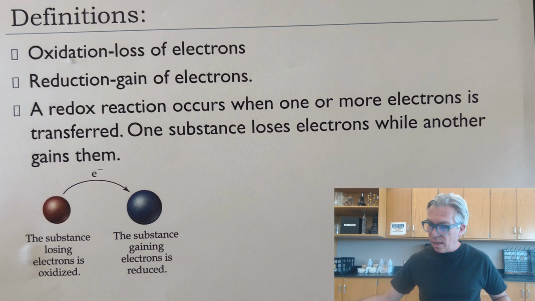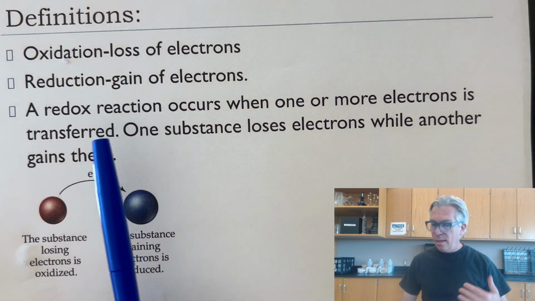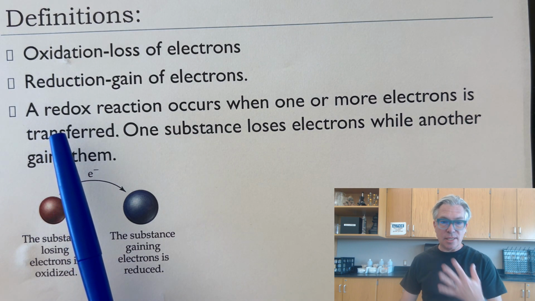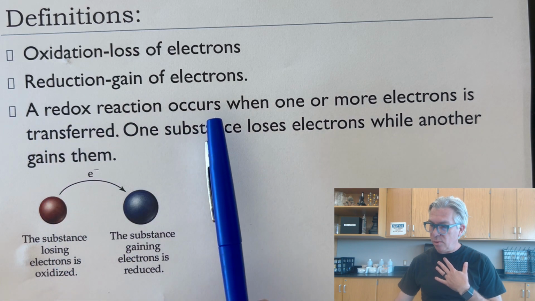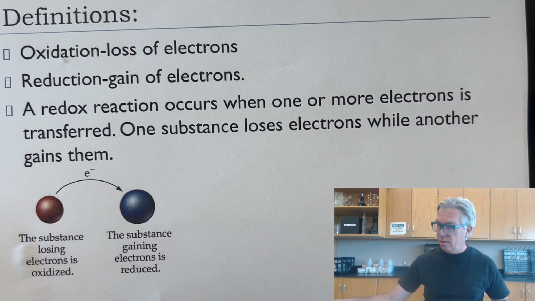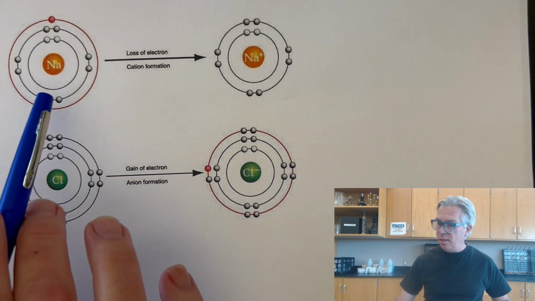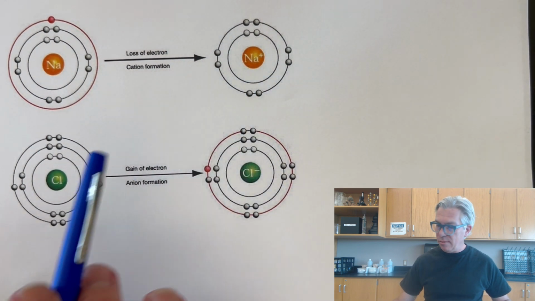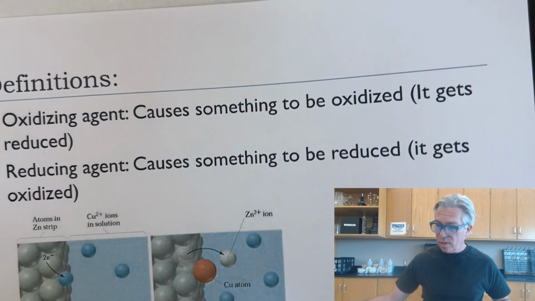Oxidation is the term we use for the loss of electrons, something giving them away, and reduction is the gain of electrons, something taking them in a reaction. A redox reaction occurs when one or more electrons is transferred, one substance loses while another gains. So keep those terms together. Just a quick little example of sodium giving an electron away to become positive, chlorine picking up an electron to become negative. So if you see a change in charge, that indicates redox.